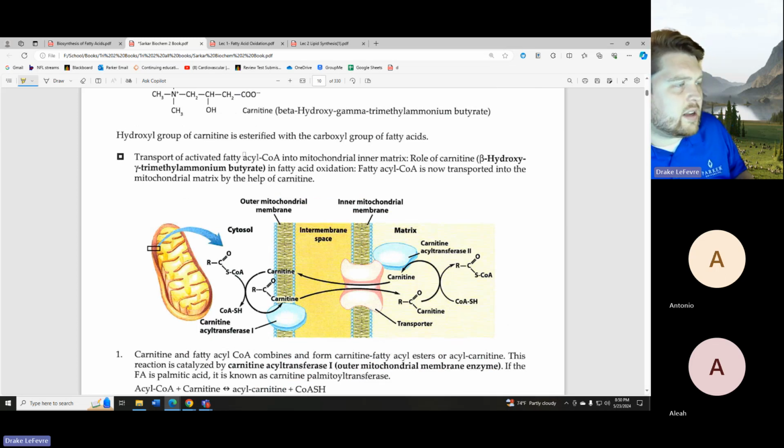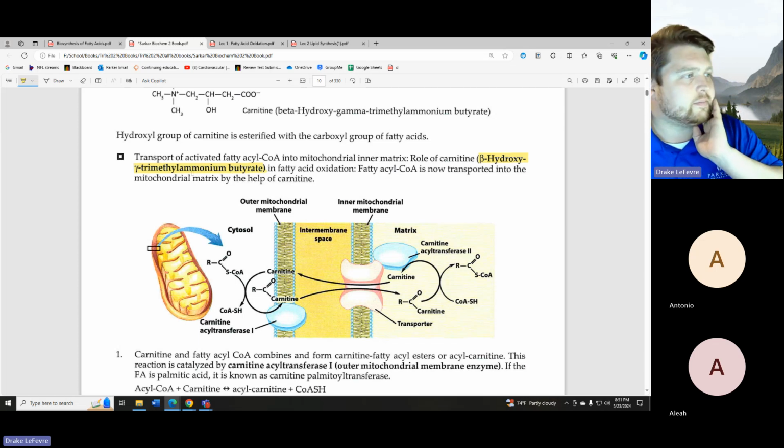The transport of the activated fatty acyl-CoA into the mitochondrial matrix is the role of carnitine. Occasionally, he'll use the full name. I remember at one point, either on a quiz or test question, he used the full name of carnitine, so you needed to remember it, or at least recognize it. Like if you can recognize beta hydroxy gamma butyrate, remember those, like beta hydroxybutyrate. Look for those key words to hopefully be able to pick out the answer.